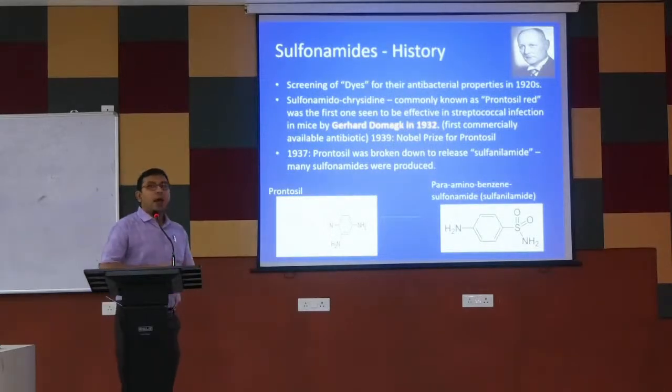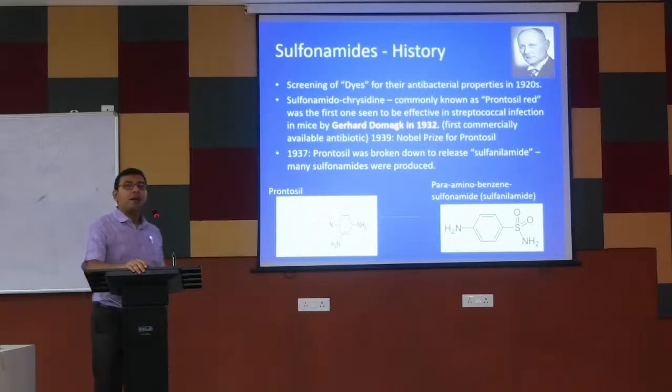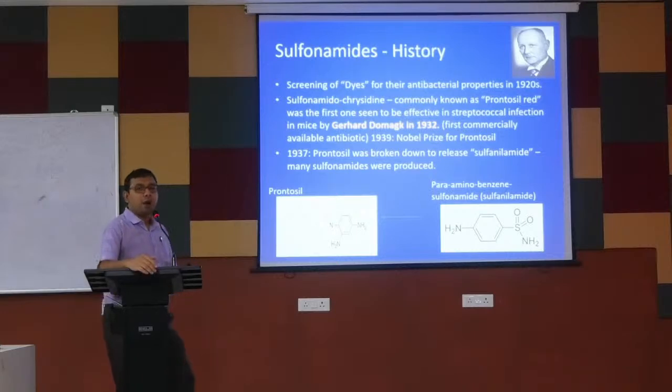Basically they were first invented as dyes for coloring clothes, and they have antibacterial properties. This was seen in 1920. Gerhard Domagk won the Nobel Prize in 1939 for the invention of a derivative of sulfonamides known as prontosil red. Prontosil red is basically a dyeing agent for different clothes, and he found that it is effective in different types of streptococcal infections.